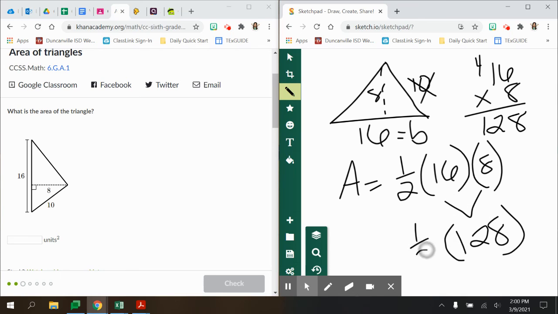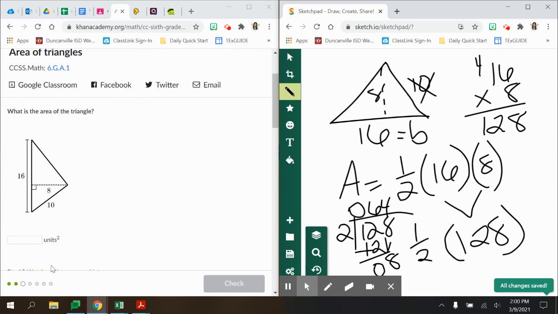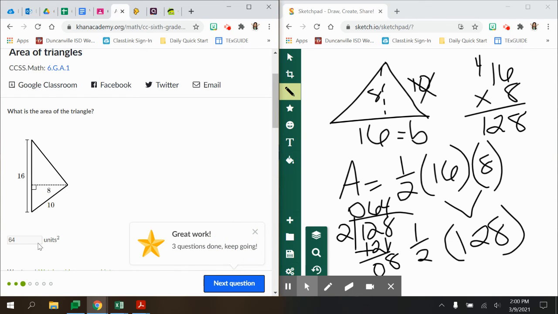And again, instead of multiplying by 1/2, it is easier to divide by 2. So I'm going to do 128 and divide it by 2. Well, I know it can't go into 1, but 2 can go into 12 6 times. And then bring down my 8. And 2 goes into 8 4 times, because 4 times 2 is 8. So my answer should be 64. Okay? I hope that helps with some extra examples on how to do area of a triangle.